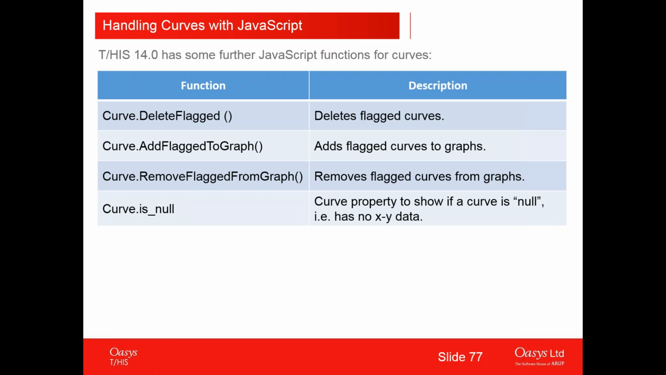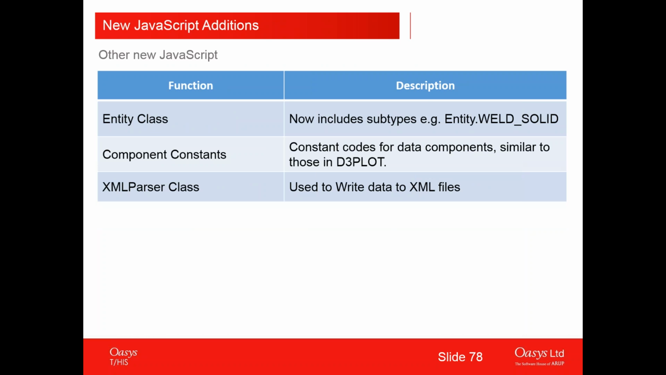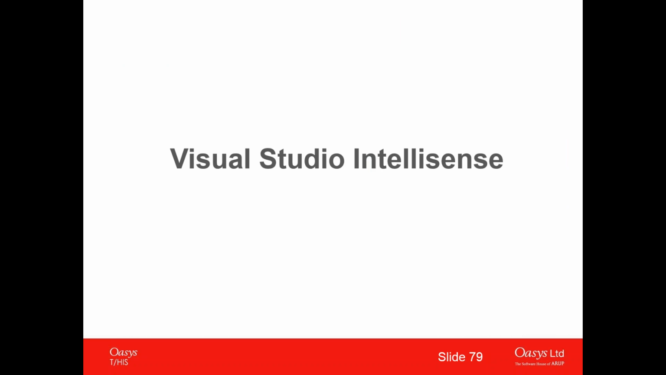And in terms of JavaScript functions, we also have functions for curves. These are specific to THIS because they are performed upon the curves. And just finally on the JavaScript, the entity class now includes subtypes, component constants, constant codes for data components similar to those in D3plot, and we have an XML parser class.